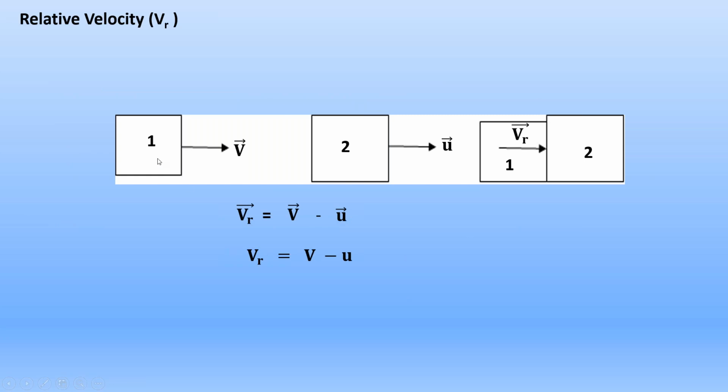The first body, the water jet, is in moving condition. The second body, the metal plate, is in moving condition. Since both are moving, the water jet strikes the metal plate with relative velocity, not with the absolute velocity. VR bar is the relative velocity of the water jet with respect to the moving plate, that is V bar minus U bar. If all the velocities are in the same direction, VR is equal to V minus U.